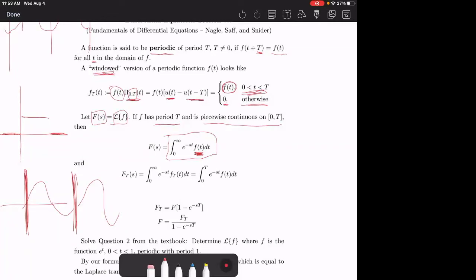If we take our window function and look at its Laplace transform, let's get them all straight here. f is something periodic, like a sine wave. f sub T of t is that sine wave cut off after a single period. Capital F is the Laplace transform of f, and capital F sub T is equal to the Laplace transform of f sub T.